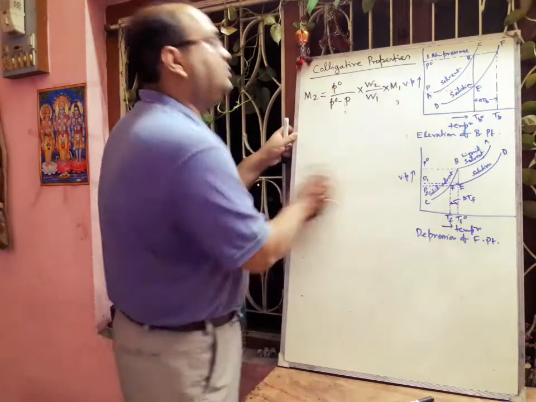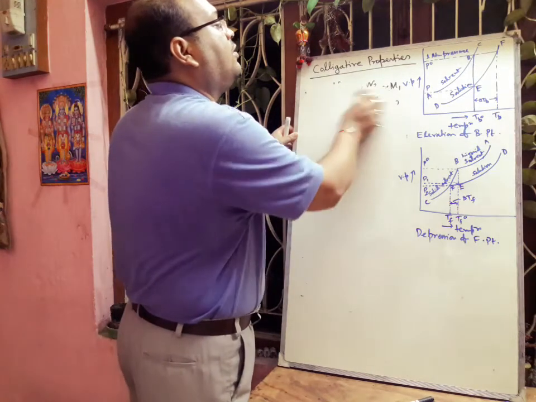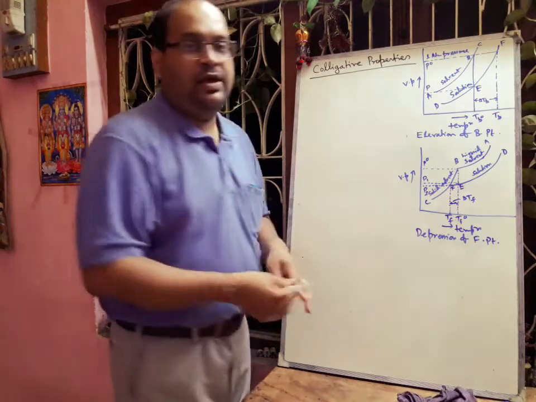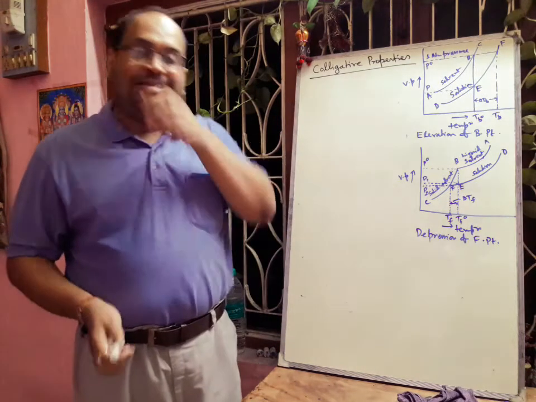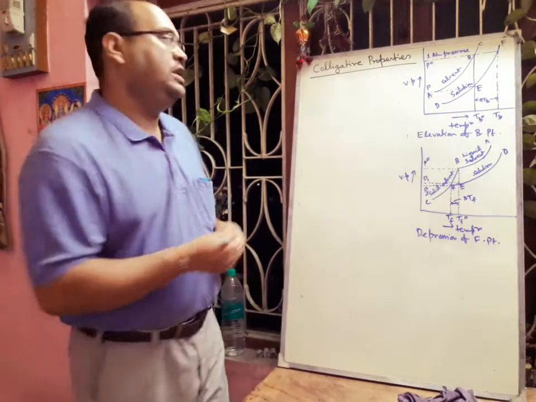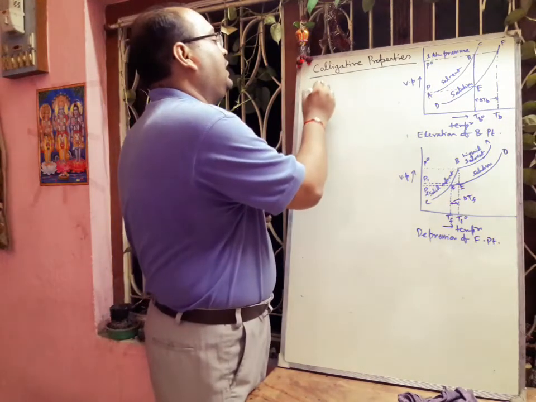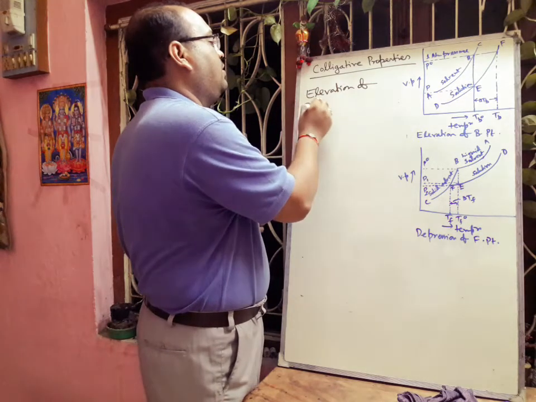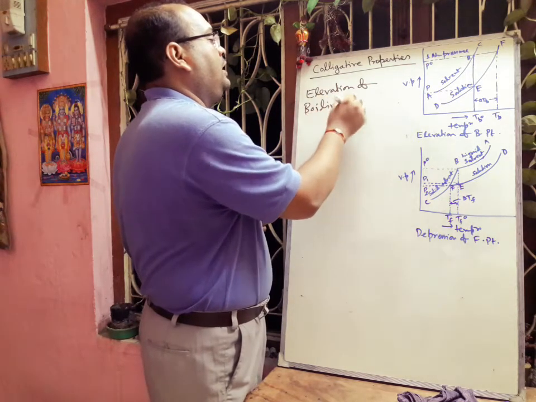So after computing all these colligative properties, we will discuss the numericals here also. Next we will discuss another colligative property, that is called elevation of boiling point.